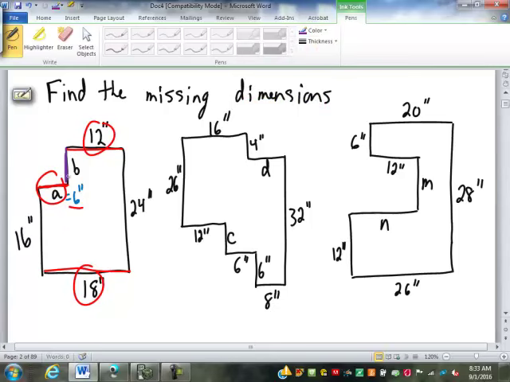What'd you get for B? 8. Good. Same thing. B is vertical, so we can only look at other vertical dimensions. And in this case, it's pretty obvious that the 16 and the B must add up to the 24. So 24 minus 16 gives us 8.